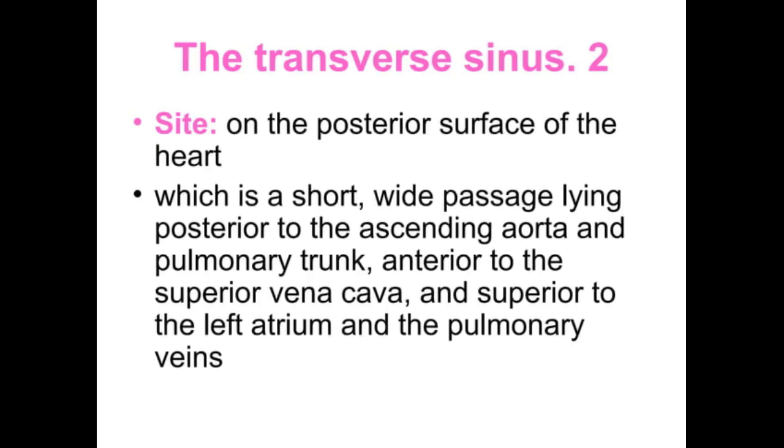Second sinus is the transverse sinus, which lies on the posterior surface of the heart and is a short, wide passage lying posterior to the ascending aorta and pulmonary trunk, anterior to the superior vena cava and superior to the left atrium and pulmonary veins.